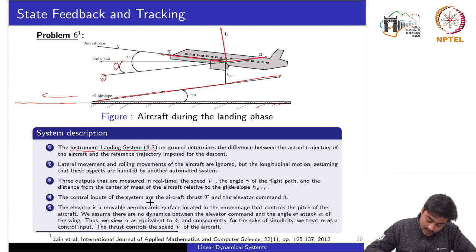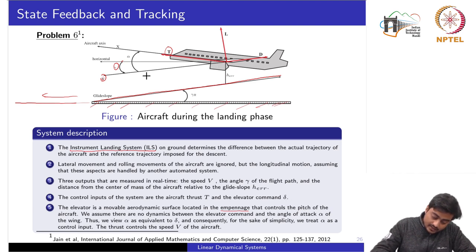Now the control inputs of the system are the aircraft thrust applied along the aircraft axis, which is defined by this variable t, and the elevator command delta. So if you have some information about the aircraft, these elevators are basically located at the backside, onto the wings, which we also call the empennage. Okay, that basically controls the pitch of the aircraft. Now here we have assumed that there are no dynamics between the elevator command and the angle of attack alpha.